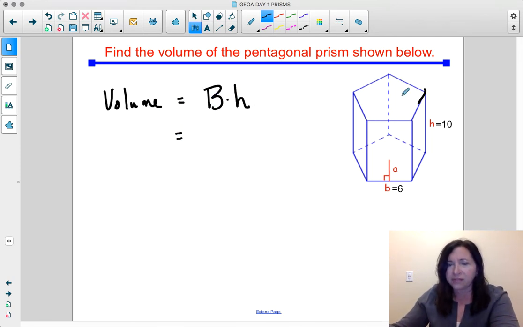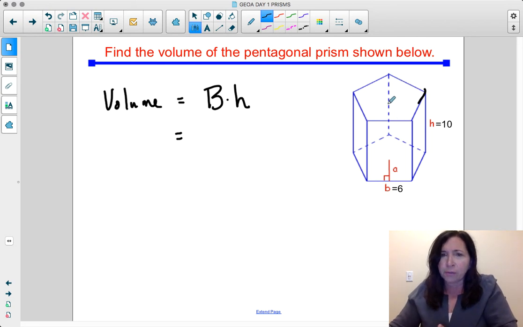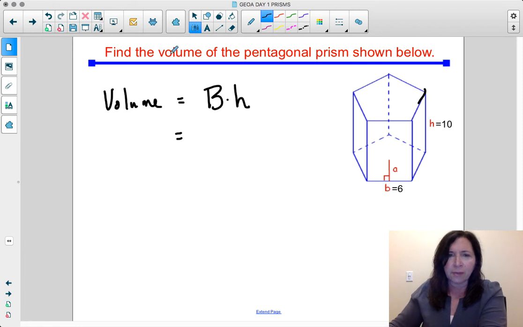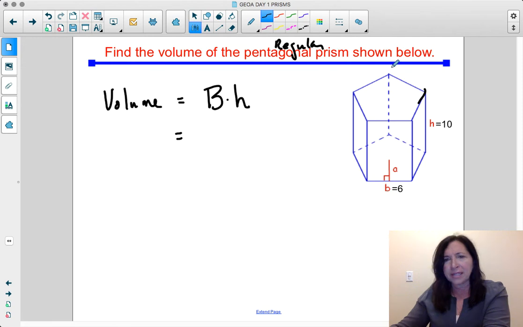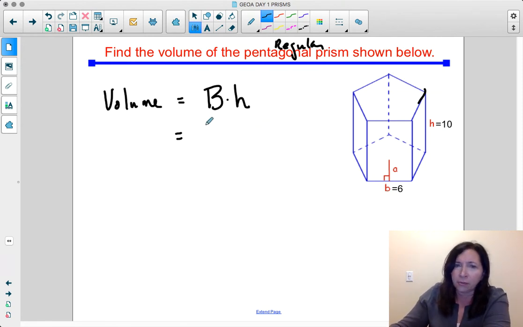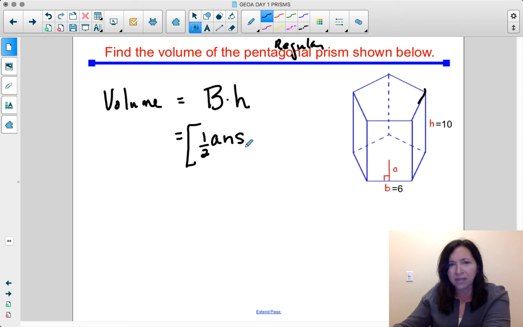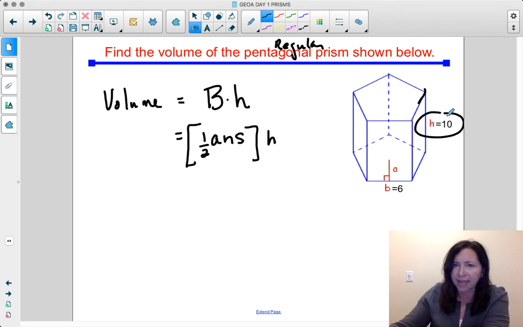So the area of one base. Now remember, this is a regular polygon. I know it doesn't say that. I'm telling you it's regular. So I'm going to put the regular here. Okay, so this is a regular pentagonal prism. So in order to find the area of a regular polygon, remember the area of one base is 1/2 the apothem, the A, times the number of sides, times the length of one side. And then this is times H. This is H here. That H is that H right there, okay?